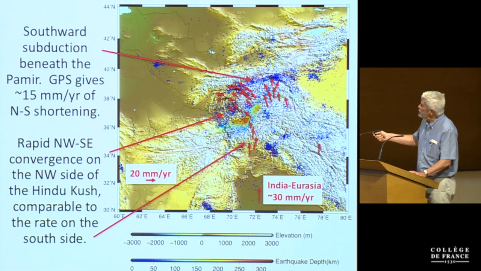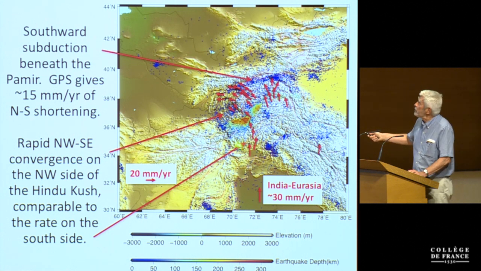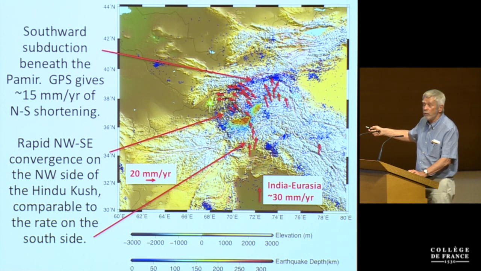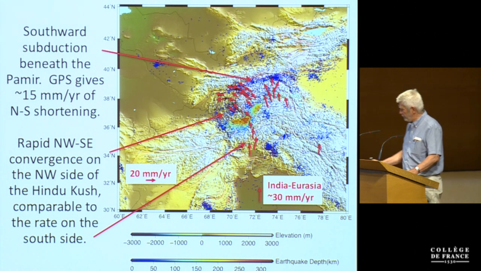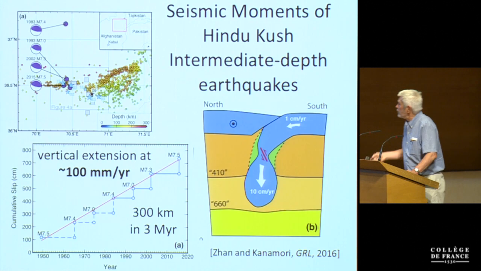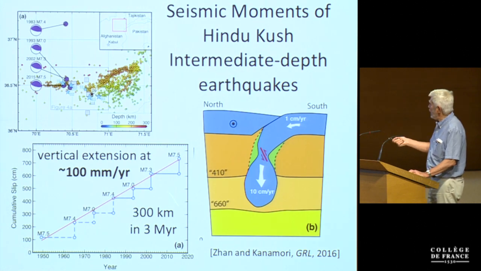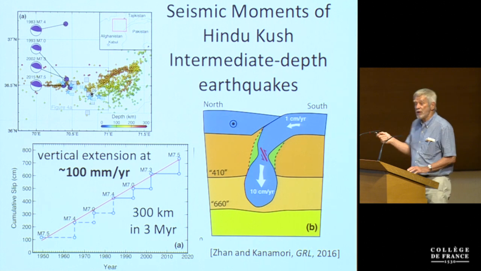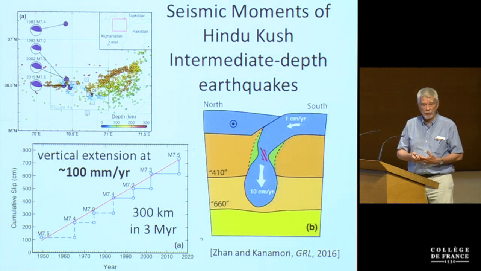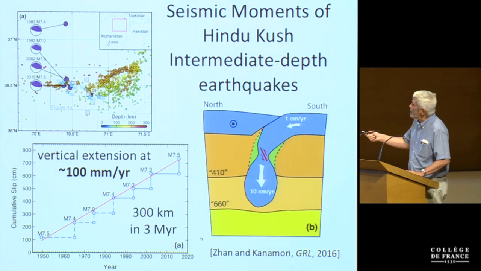In fact, when you get to the Hindu Kush in this area, where the earthquakes are deeper, half of the convergence is on the northwest side and half is on the southeast side. In essence, you're straining this whole region compressively, a northwest-southeast orientation of strain. Now, another very nice study by John and Kanamori a couple of years ago summed the seismic moments of the earthquakes in the Hindu Kush. This is a map of the Hindu Kush region.